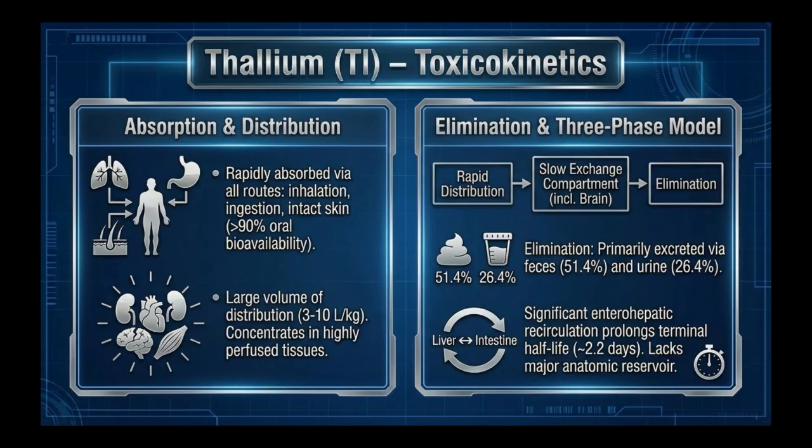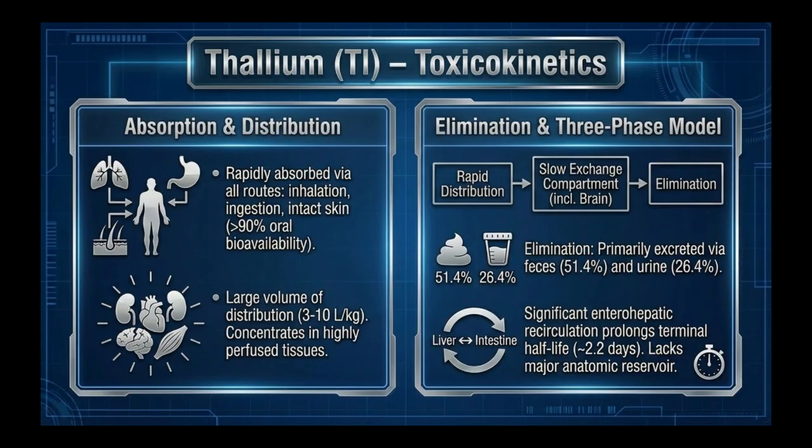Thallium's toxicokinetics is commonly described using a three-phase model. The first phase occurs within the first 4 hours and involves rapid distribution of thallium to the central compartment and well-perfused peripheral organs. The second phase takes place between 4 and 24 hours, with the distribution of thallium to a slow exchange compartment, including the brain, which contributes to its neurotoxicity.